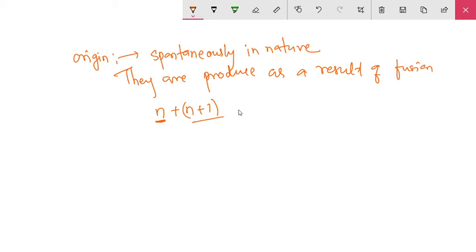Non-disjunction means these two homologous chromosomes do not get separated. So instead of the haploid, it produces an n plus 1 gamete and an n minus 1 gamete.